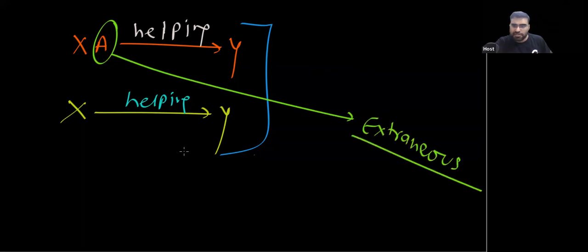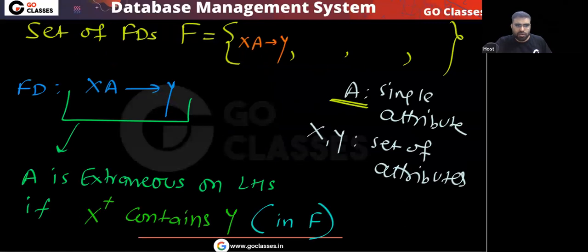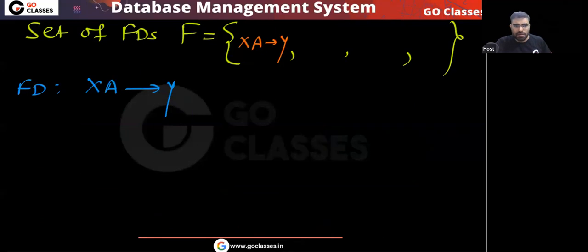We will call it extraneous. So this is your intuition. Did you understand this definition? It is very simple. In this FD, A is a single attribute, while X and Y can be anything, a single attribute or a set of attributes. Now, this A is extra if X can determine Y, that is, if X plus contains Y. So this is the idea. Did you understand the intuition?